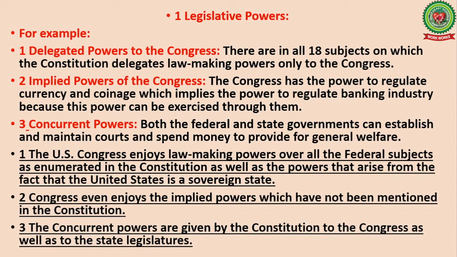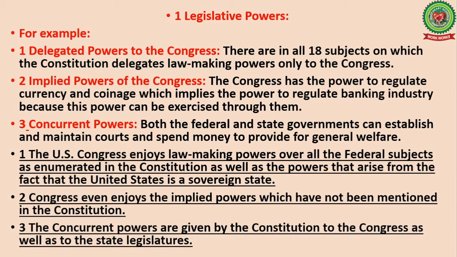In the same way, here also, the US Congress has delegated powers, implied powers, and concurrent powers. Now, I will explain it through an example. The delegated powers are: there are a total of 18 subjects on which the Constitution delegates lawmaking powers only to the Congress. Yes, Congress can legislate only and only on 18 subjects which are given in the Constitution. It means directly, openly, only 18 subjects are given.